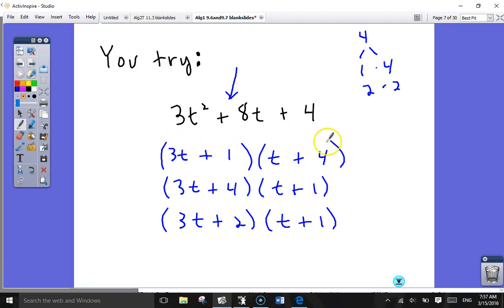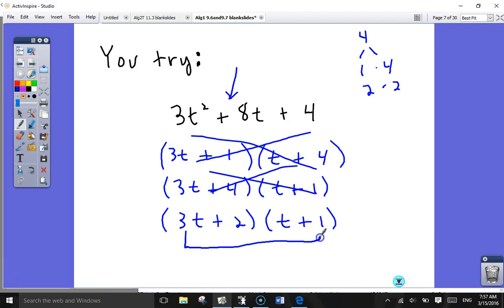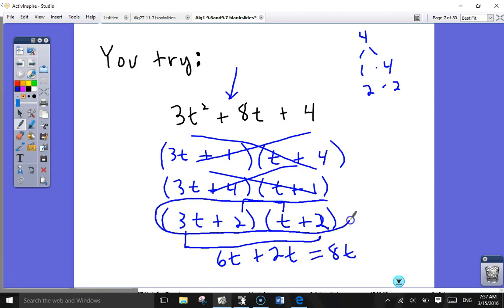3t times 4 is 12t, plus 1t is 13t. That doesn't work. 3t times 1 is 3t, plus 4 times t is 7t. That doesn't work. 3t times, sorry, that was a 2. 3t times 2 is 6t, plus 2 times t is 8t. There you go. So it must have been this one right here: 3t plus 2, t plus 2.